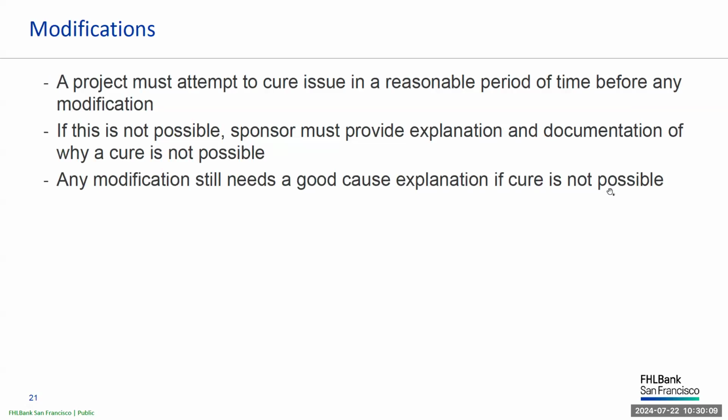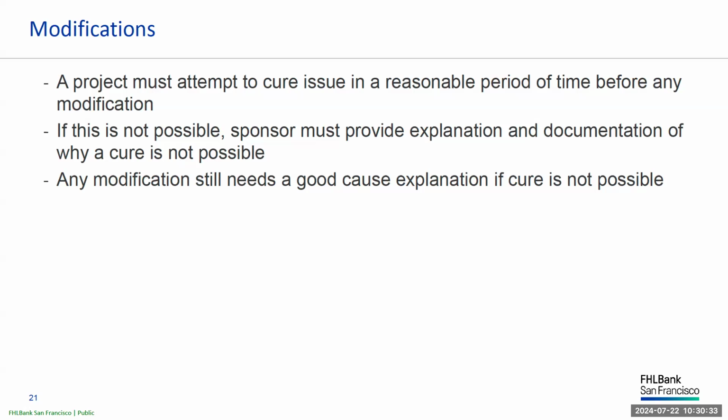Okay, modifications. If a project needs to make a modification to a scoring commitment, the bank will first request that the project sponsor or owner make a reasonable effort to cure any modification within a reasonable period of time, or provide an explanation of why cure is not possible. The need for good cause remains.